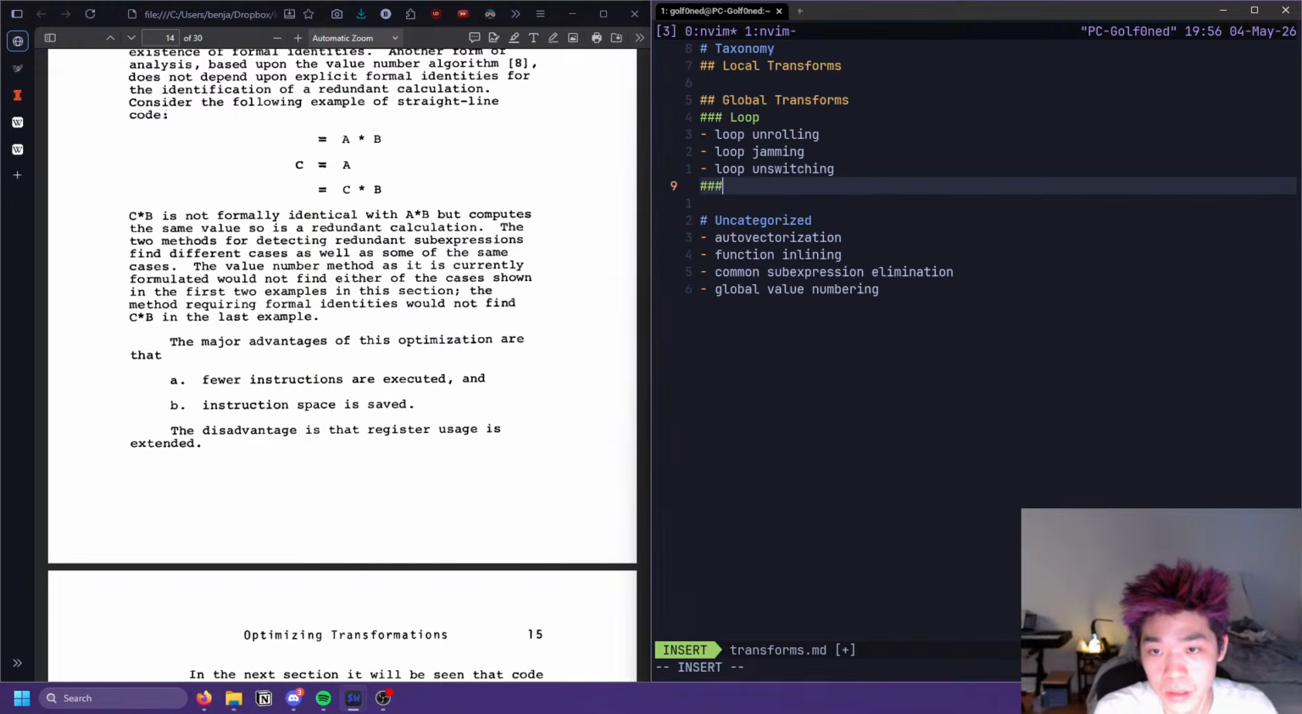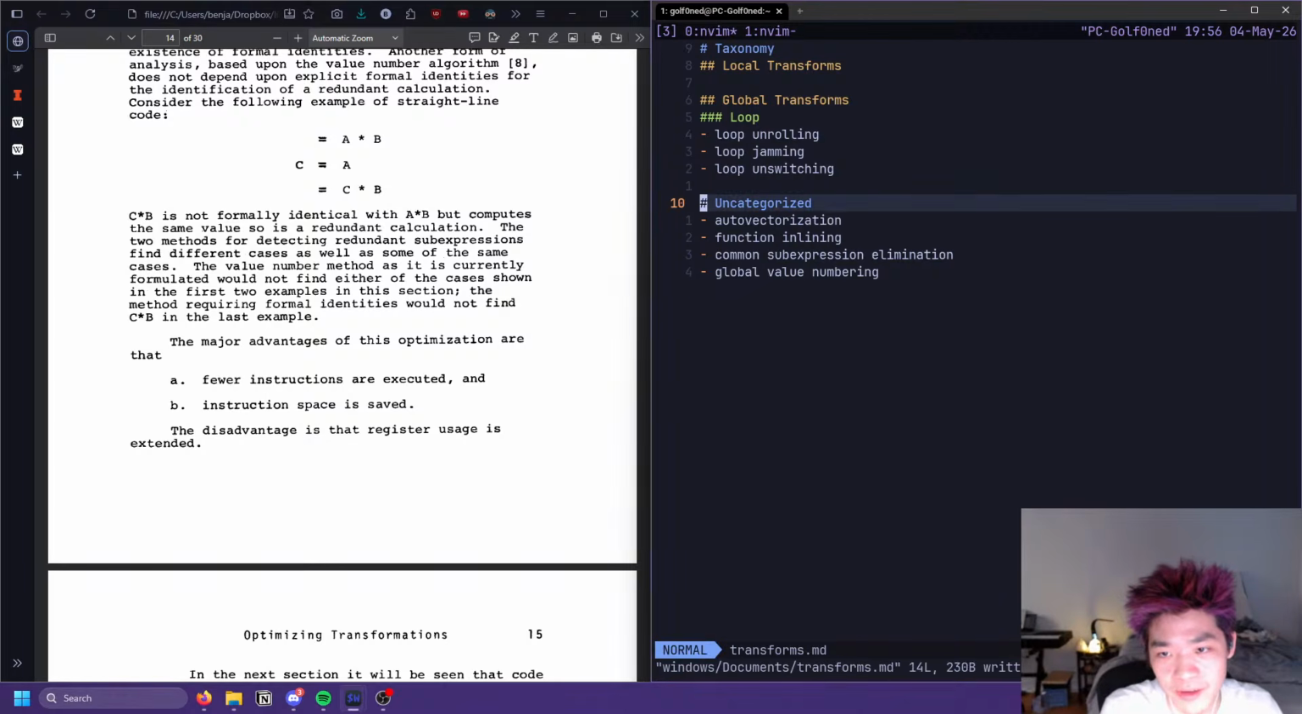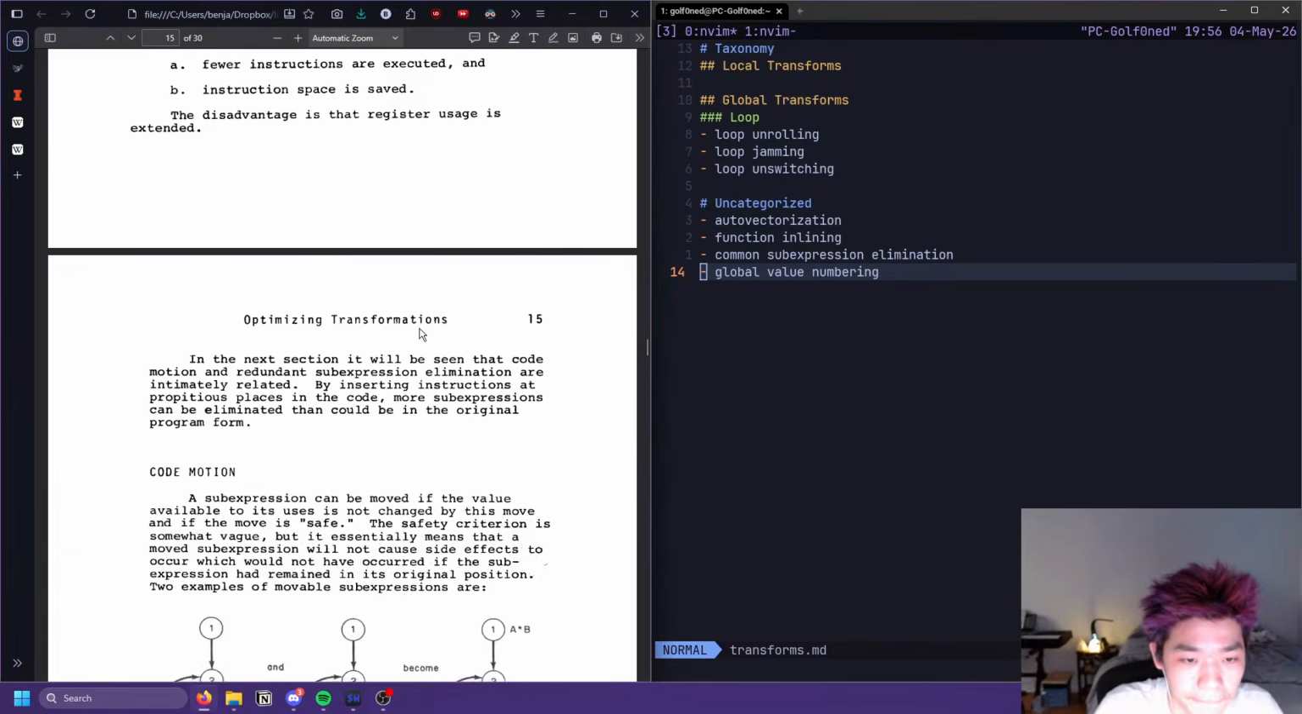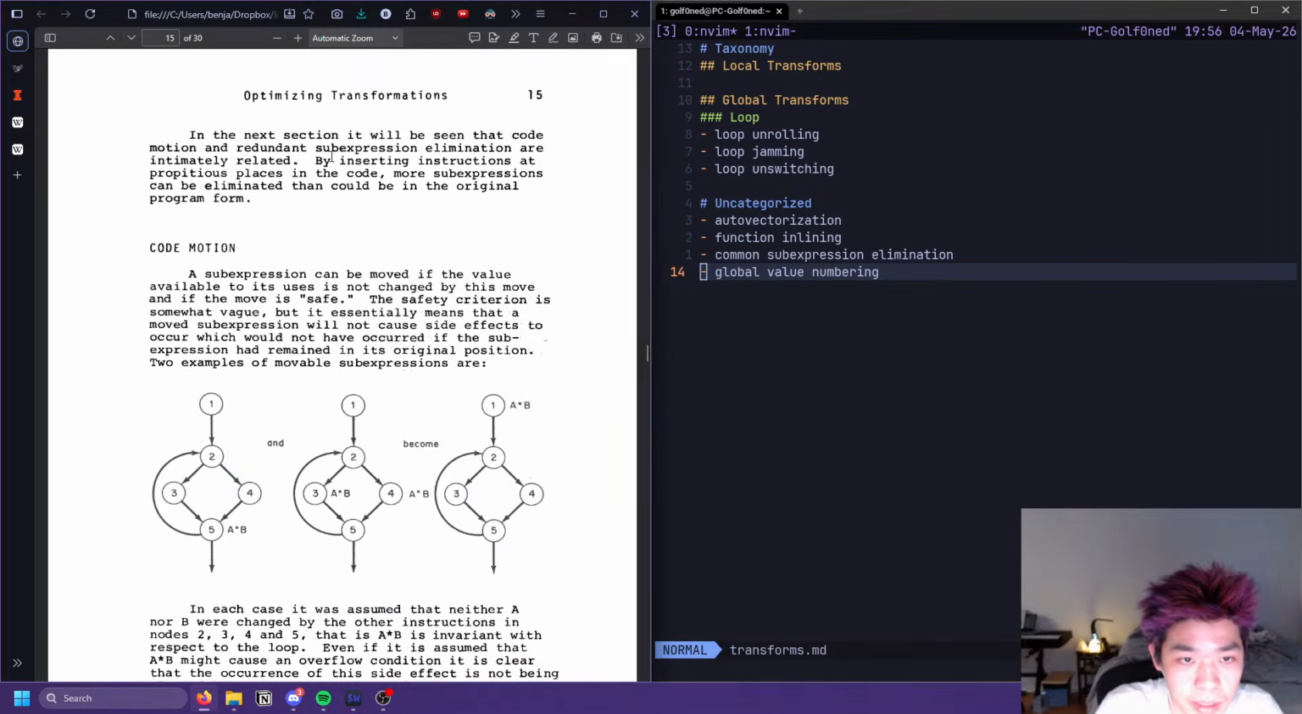Okay, so let's make a category here, like redundancy elimination. I don't know. We'll categorize that later. Okay. Code motion.